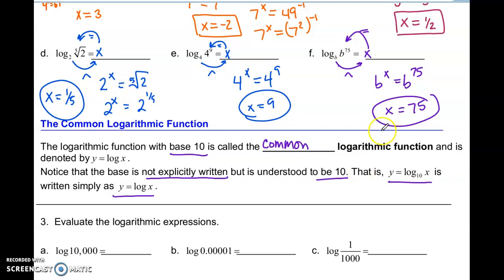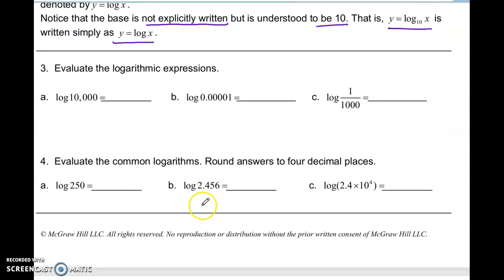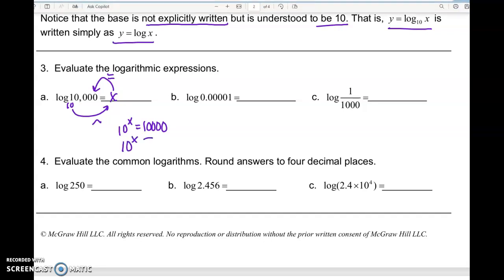And so if I wanted to evaluate these logarithmic expressions, well, just imagine what the base is here. Well, the base would be 10, caret symbol, x is equal to 10,000. So 10 to the x equals 10,000. And I can rewrite the base of 10,000. I can rewrite these to have the same base. 10,000 is a power of 10. It's 10 to the 4th.